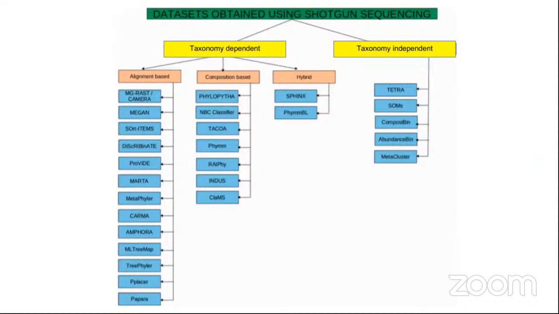These are the tools which might help you with your datasets from shotgun sequencing, for taxonomy dependent and taxonomy independent binning. There is software like MEGAN for alignment based, and TreePhyler and MetaPhlAn, and for taxonomy dependent composition based approaches, you can go for PhyloPythia. And for taxonomy independent, there are TETRA, SOMs, CompostBin, AbundanceBin, and MetaCluster. These are also available.